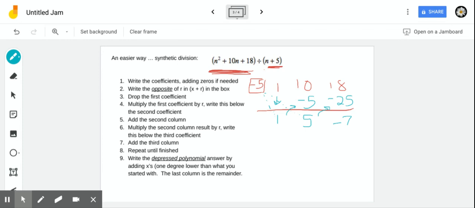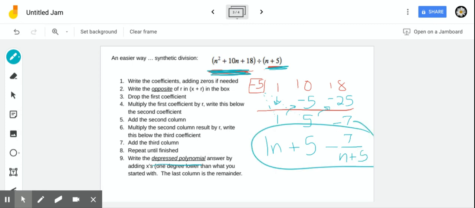Now, so that was repeating until finished. We call this thing a depressed polynomial, okay, a depressed polynomial there. We started with an n squared. Our answer is going to be 1 degree less. So instead of an n squared, it's going to be n to the first. So our answer is 1 n to the first plus 5, and then this last term is the remainder. So minus 7 over whatever we divided by. Okay, and there's our solution.